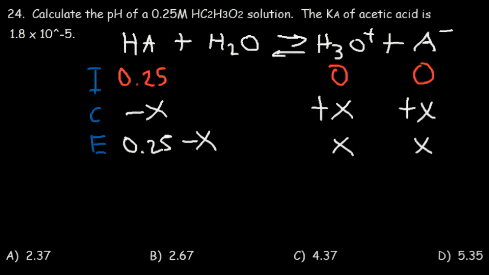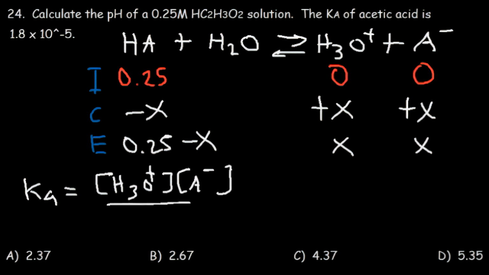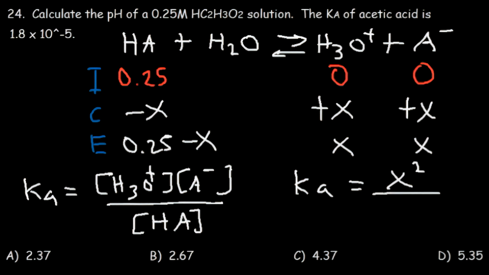So when we write the expression for Ka, it's going to be products over reactants. So it's H3O plus times A minus divided by the concentration of HA. So therefore Ka is equal to x squared divided by 0.25 minus x. When Ka is significantly small, which it is, 10 to the minus 5, we could ignore this x value. So we can avoid using the quadratic equation.